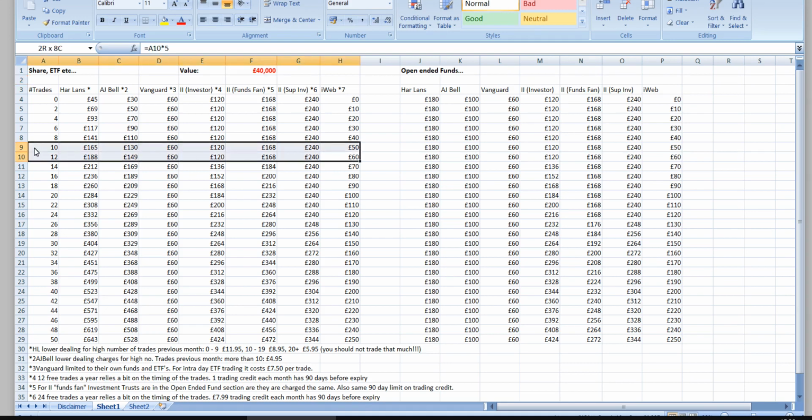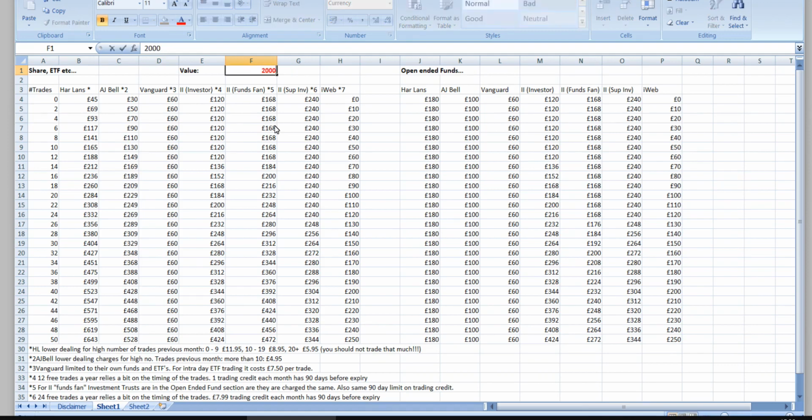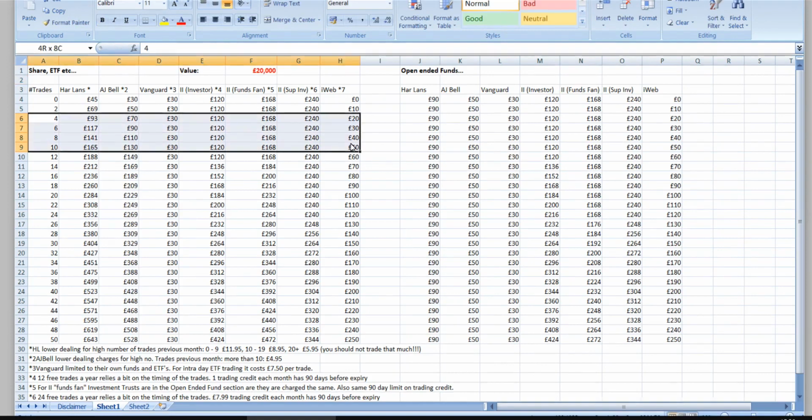See there, you're equating to 12 trades a year. But if you only buy every quarter, you're cheaper at iWeb. So it doesn't take long. Let's go for 4 trades a year. Let's see how low. Whoops. On 4 trades a year, Vanguard's more expensive on 20 grand.